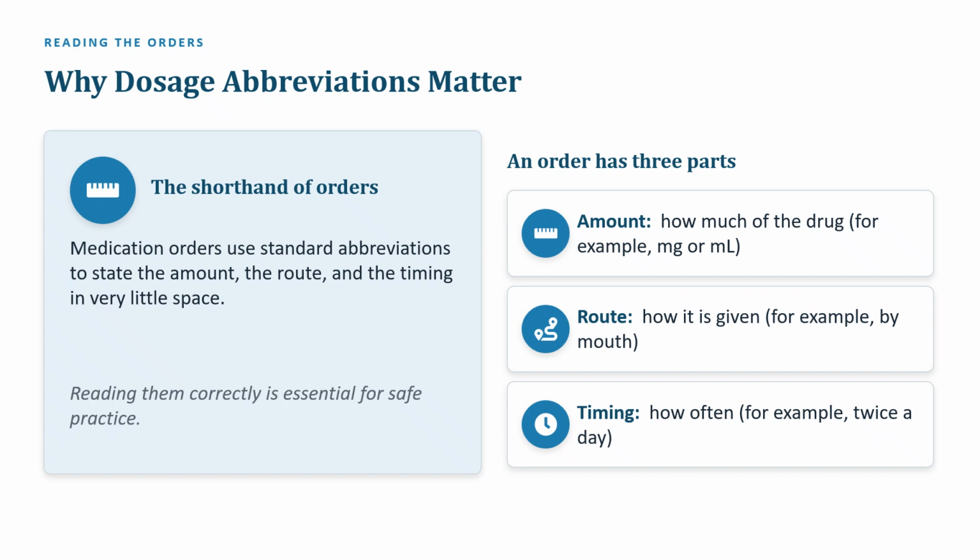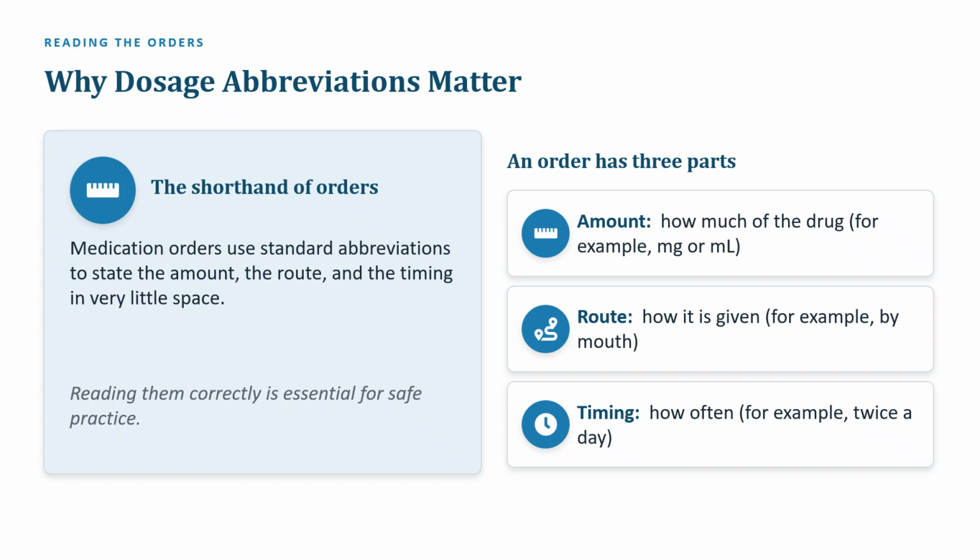You will see this shorthand everywhere, on prescriptions, on medication lists, and in the electronic health record, so being able to read it fluently is essential to your daily work. Look at the right side of the slide, because every complete order really answers 3 questions. First, the amount, meaning how much of the drug, which is usually expressed in units like milligrams or milliliters.